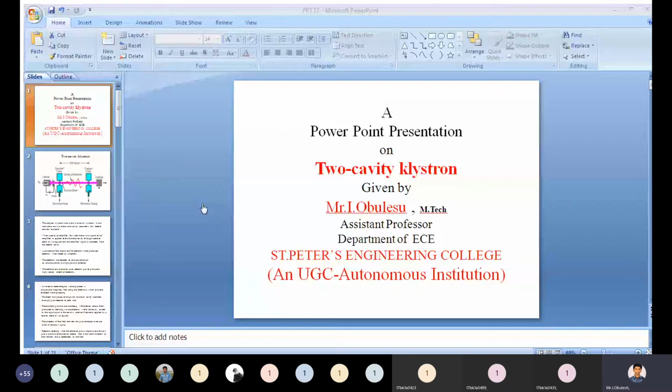See, this is an external electromagnetic winding. This creates a longitudinal magnetic field along the beam axis, which prevents the beam from spreading.